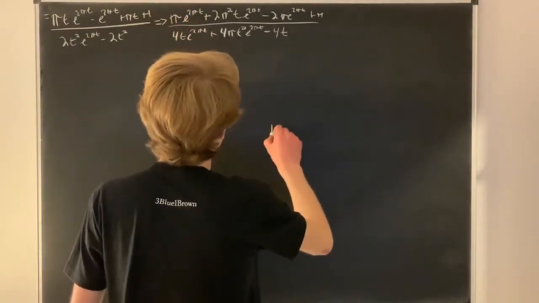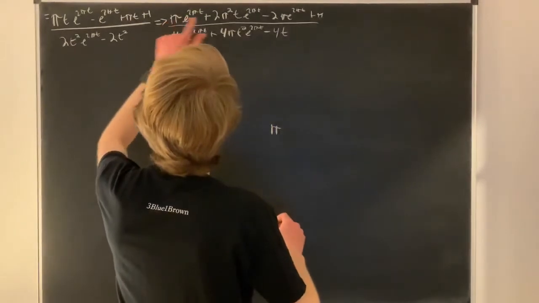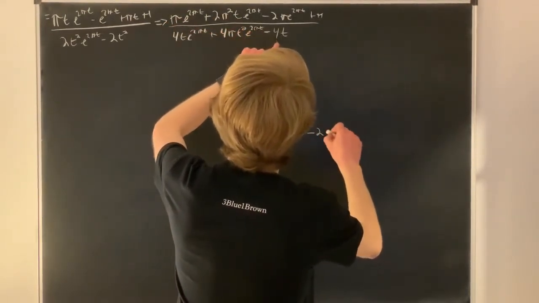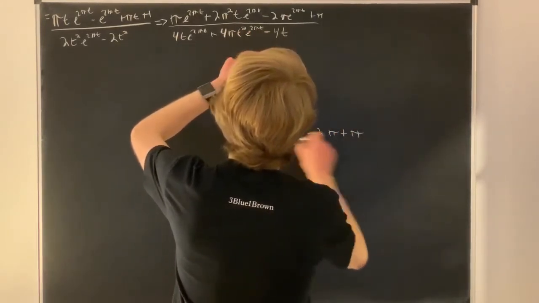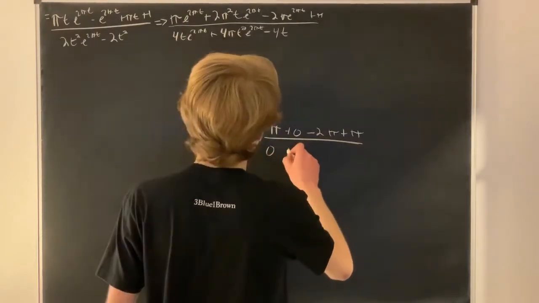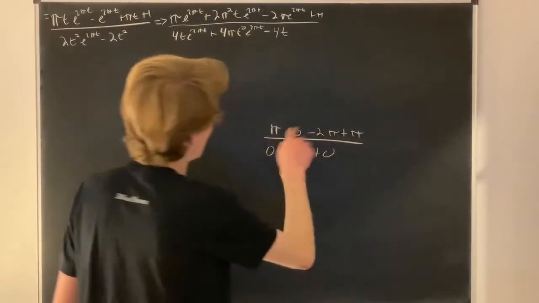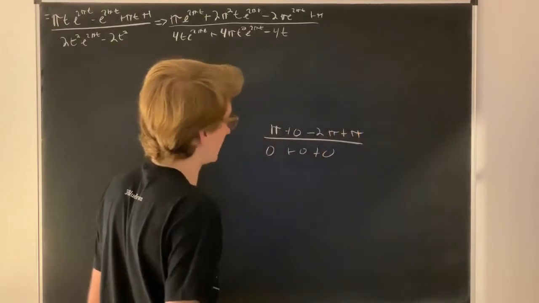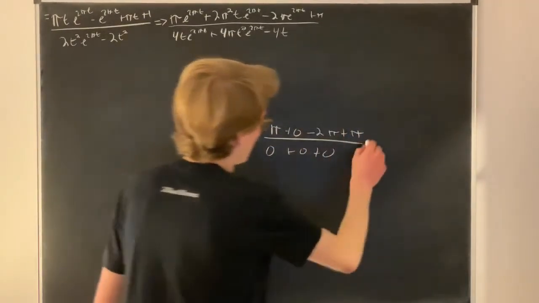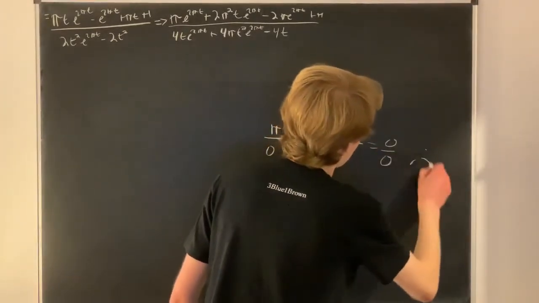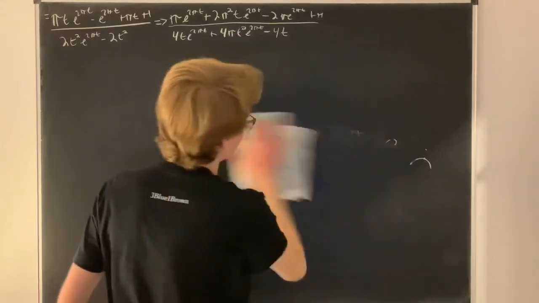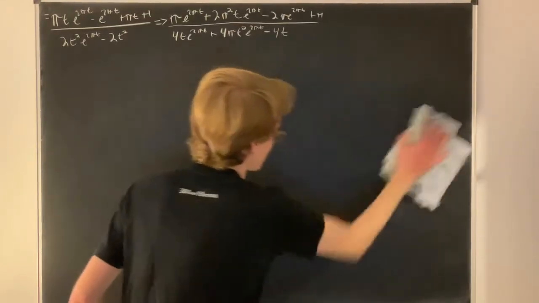So I'm just going to write here. We get pi plus 0 minus 2 pi plus pi over the denominator of 0 plus 0 plus 0 plus 0. Well, pi plus pi is 2 pi minus 2 pi. It's too many pi's. Over 0, 0 over 0 again. So we need to do this again. Still indeterminate, so we must do it again.